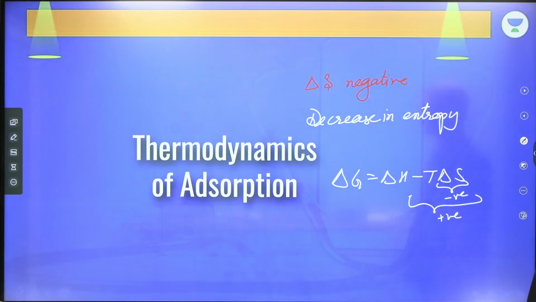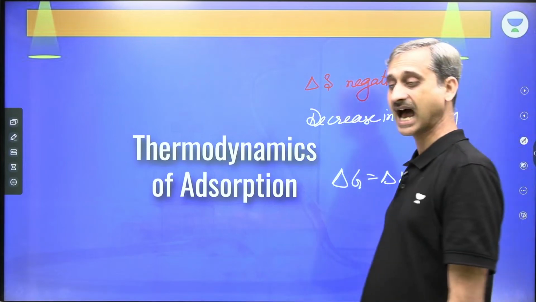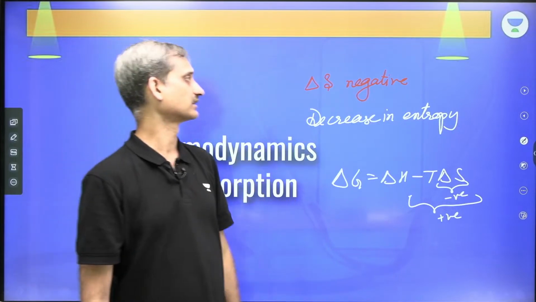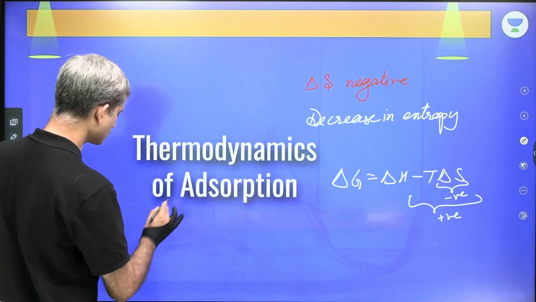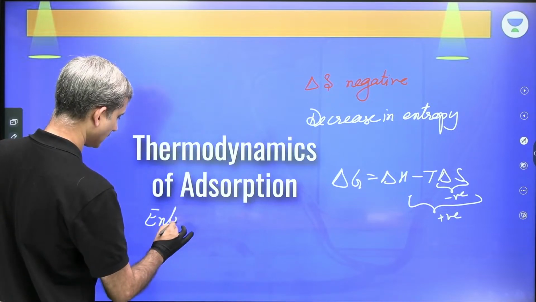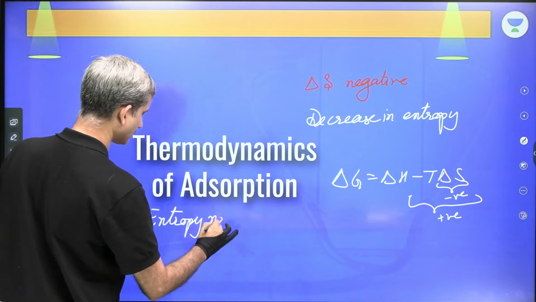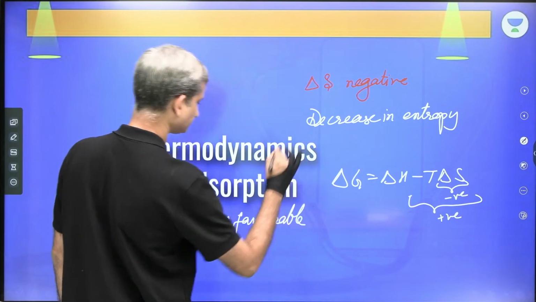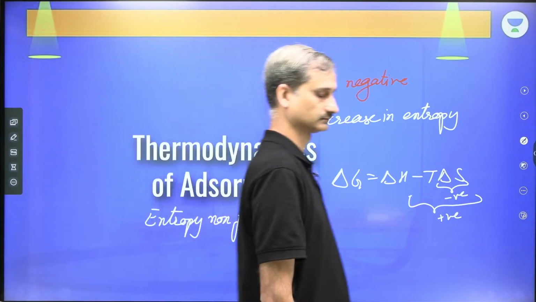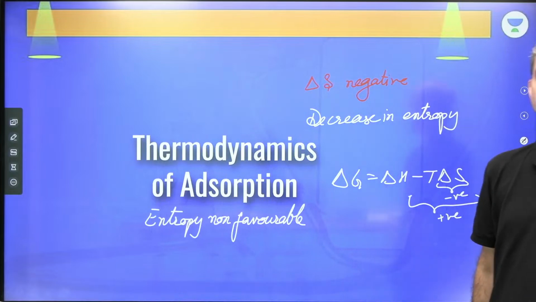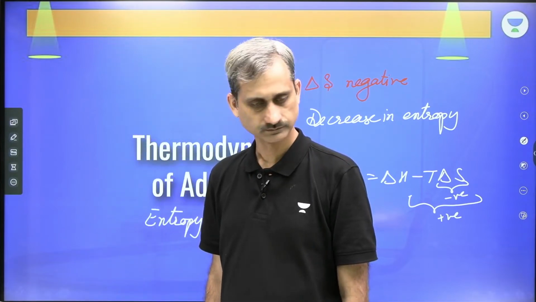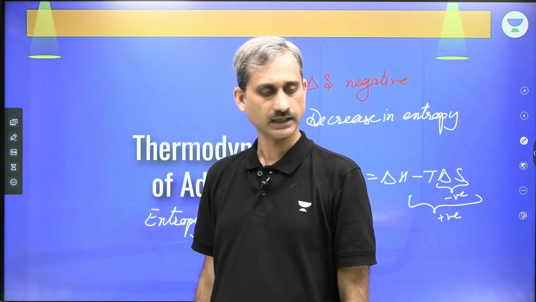Now, as we increase the temperature, the adsorption would decrease because of the entropy factor. You can always say that adsorption is entropy non-favorable. Any confusions to anybody?